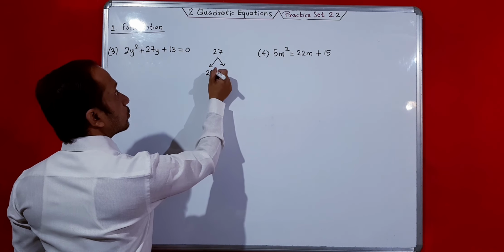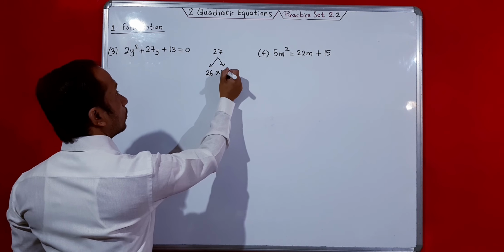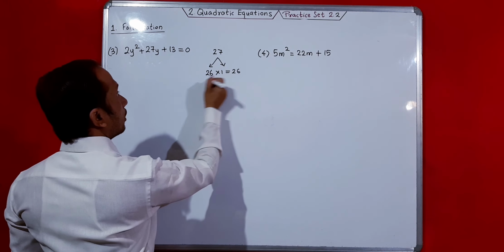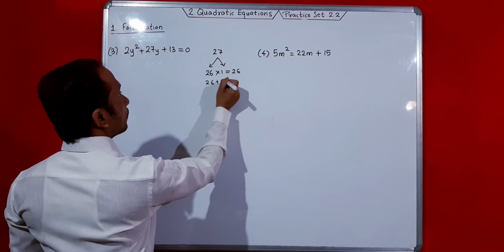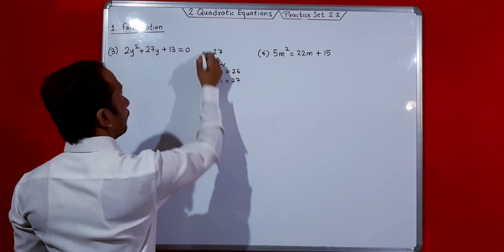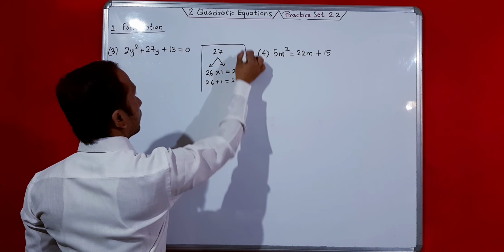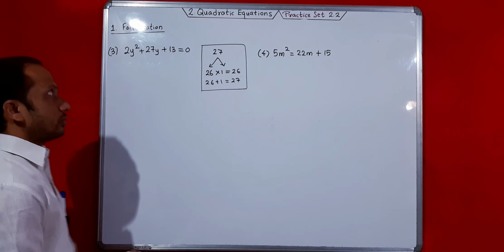Okay, so 26 into 1 you'll get 26. Okay, and 26 plus 1 you'll get 27. Okay, so these are the factors of this 27. Okay, so let's solve it.